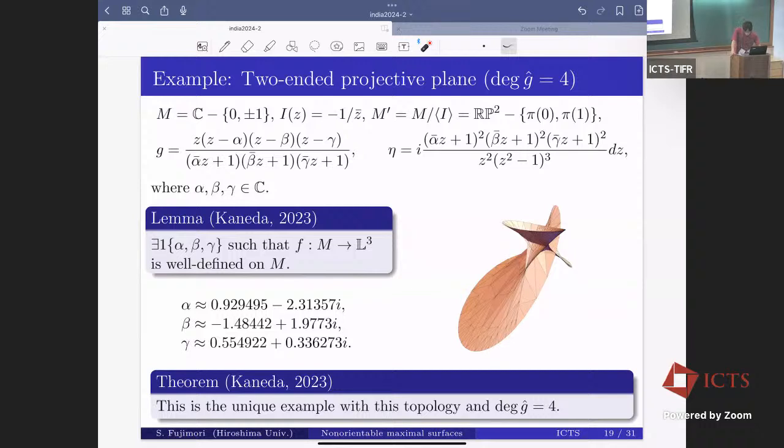In this surface, this is one end. It looks like catenoid ends. This is an embedded end. On the other hand, the other end has very complicated behavior. It goes down and goes up and goes down, goes up. It's very much like n-noid surfaces. So anyway, this is the unique example with this topology.